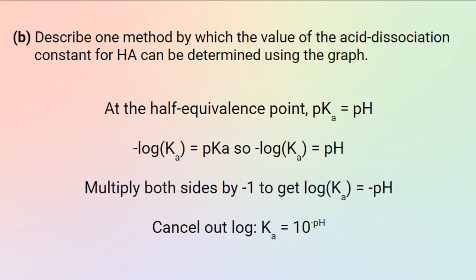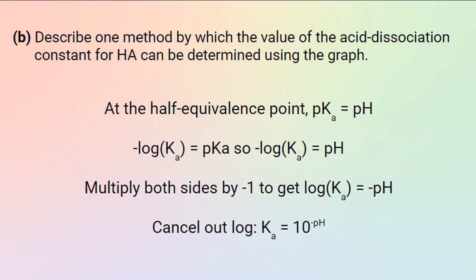One method by which the value of the acid dissociation constant for HA can be determined using the graph is to find the pH at half equivalence point in the titration where Ka equals 10 to the negative pH. To further explain, we know at the half equivalence point pKa is equivalent to the pH.